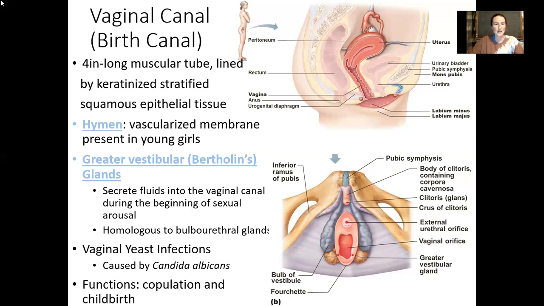All right. So final detail here about the vaginal canal is that it functions both in copulation, so in sexual intercourse, as well as in childbirth. And so it has a lot of flexible functions for those purposes.